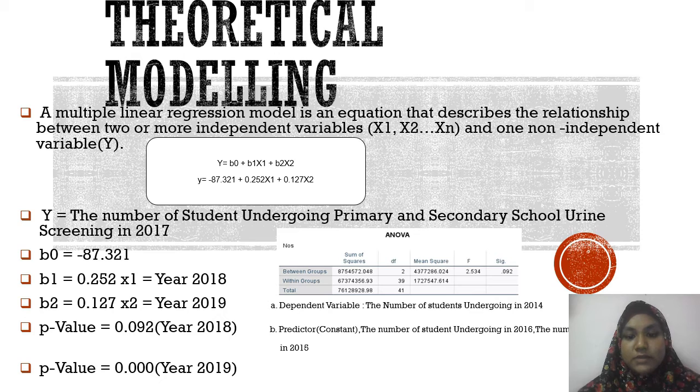A, the dependent variable, is the number of students undergoing screening in 2014. B, the predictor constants, are the number of students undergoing screening in 2016 and 2015. This is the theory: Y equals B0 plus B1 x1 plus B2 x2. B0 is the parameter, and x1 and x2 are the variables.